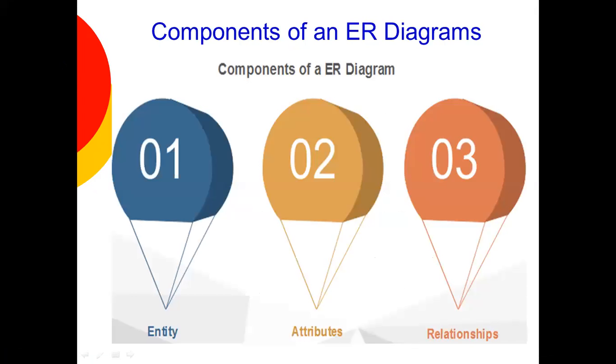Now here you can see in this diagram, these are the different components of an ER diagram. Just see here, number 1, 2, 3, we are nomenclaturing here. First is called the entity, second attributes, and then relationships. So how we are going to create the relation between the attribute and entity.